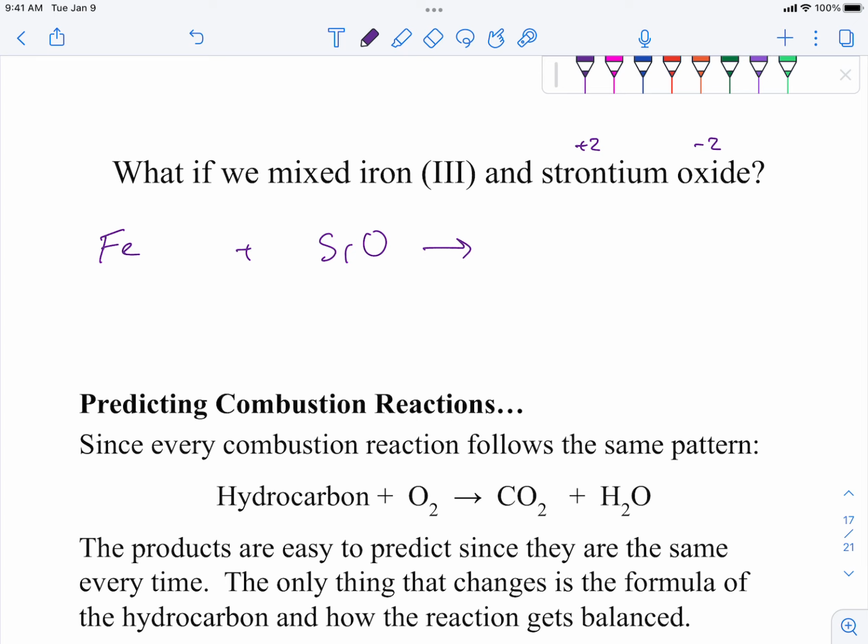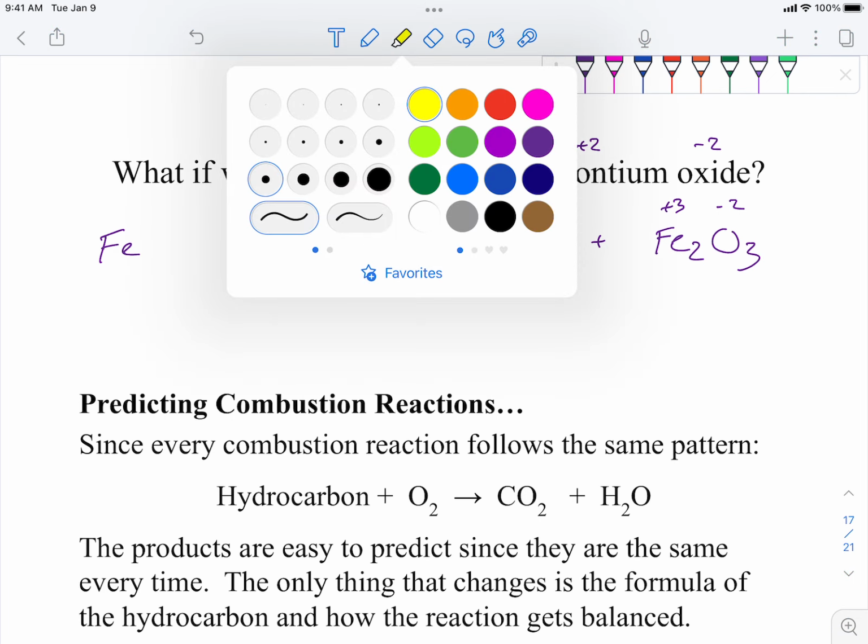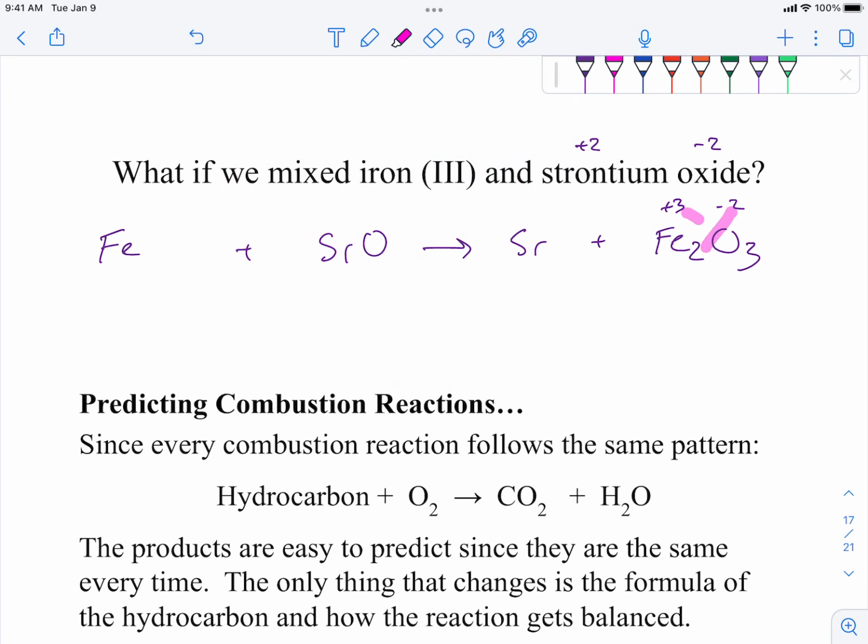what's my formula going to be? What gets pushed out? Sr gets pushed out because that's a metal. Okay, iron is a metal, Sr is a metal. So Fe with a charge of 3, oxygen with a charge of -2. So we'll put 2 there and put a 3 there. You can almost see, I don't know if you guys have picked up on it, there's kind of like a crisscross pattern with what the charge is and what the subscript is.